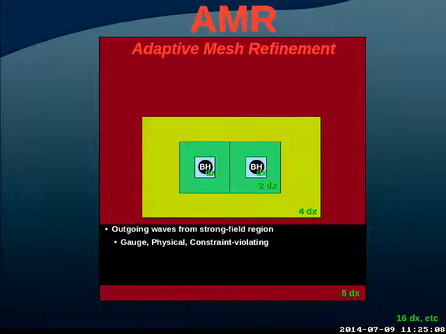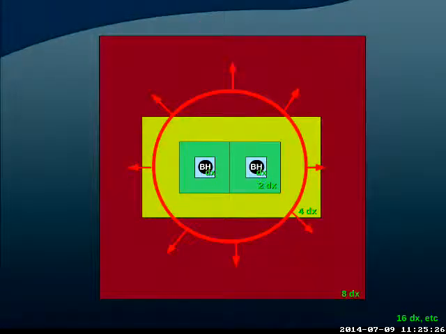Now in these calculations, a number of waves propagate out from the binary. They can be gauge waves, that is, waves that correspond to the dynamics of the coordinates in our calculations, physical waves like gravitational waves, and constraint violating modes from numerical errors. Now consider one of these waves propagating from the binary.